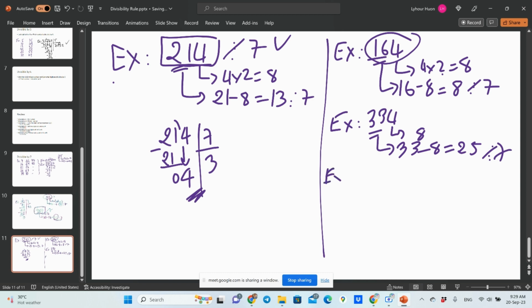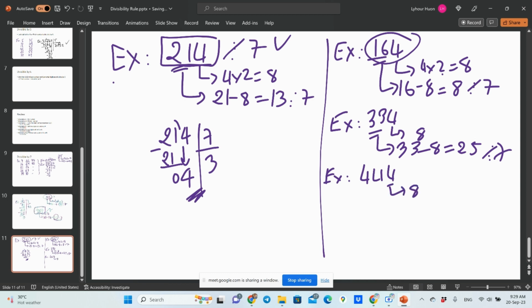How about 444? 4, 4, 4. It's my lucky number. Oh, really? 4 is my lucky number. Okay. Now check, does it work or not?